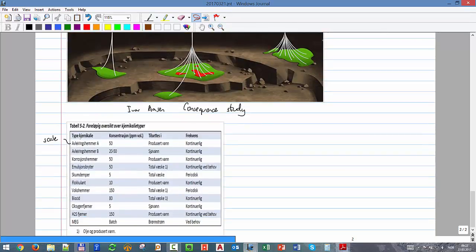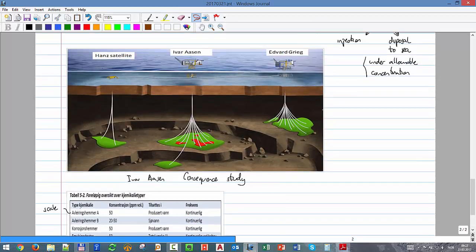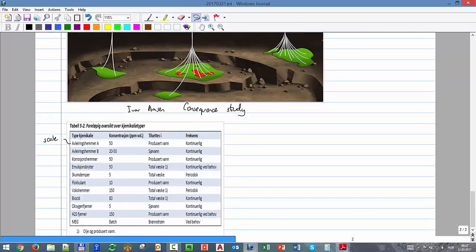Scale in the produced water, scale in the injection water. You have corrosion inhibitor. You have emulsion breaker. You have defoamer, you have flocculant, you have wax inhibitor, biocide, oxygen scavenger, H2S scavenger, and MEG. And MEG probably will be used for that particular well, because it's far away, and you have probably the possibility of formation of hydrate in that line. But you see the amount of things that they inject and the typical concentrations.